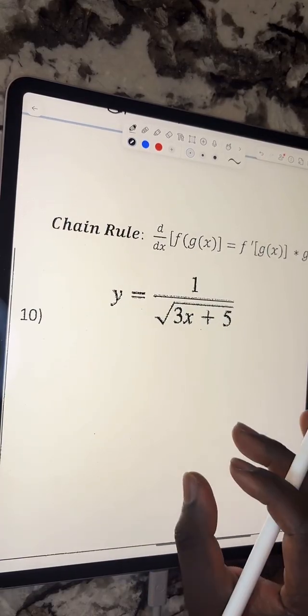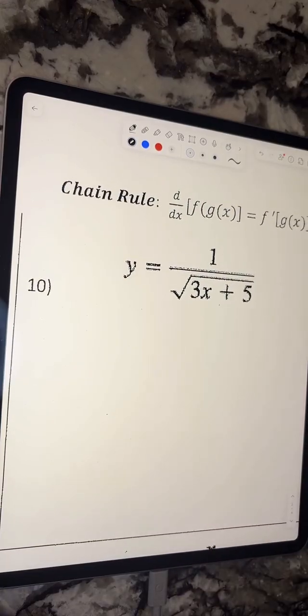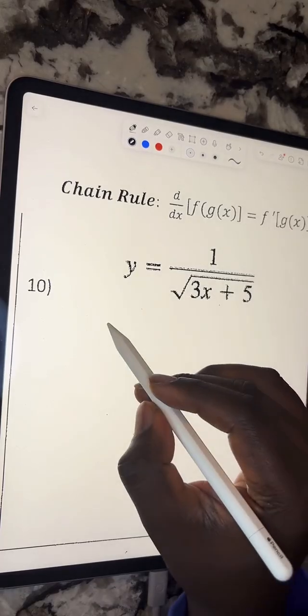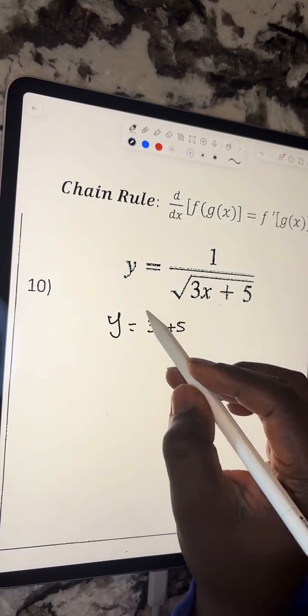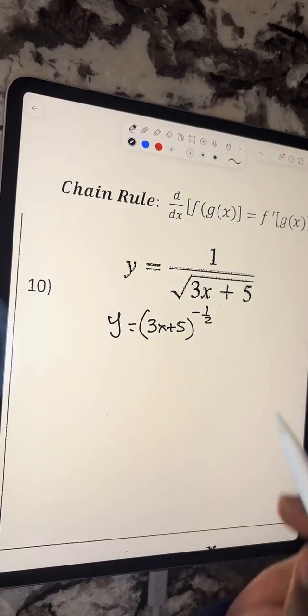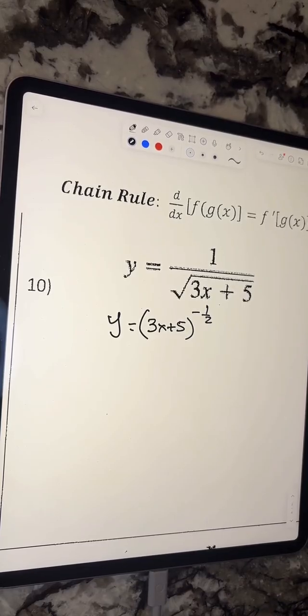Let's take this last question. So what are we gonna do here, guys? Can I write this as y is equal to 3x plus 5 to the power of negative 1/2? Can I do that? Can I do that and then use the chain rule? What do you guys think? Can I rewrite it as such and then use the chain rule?